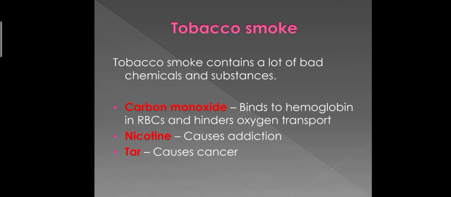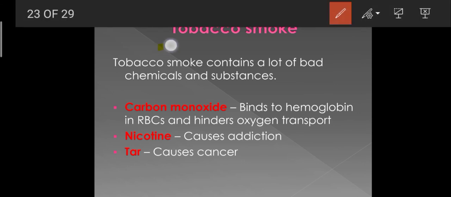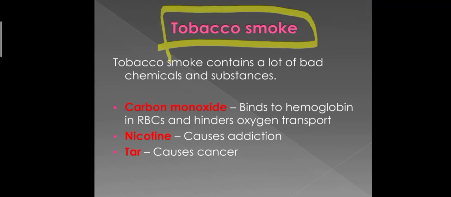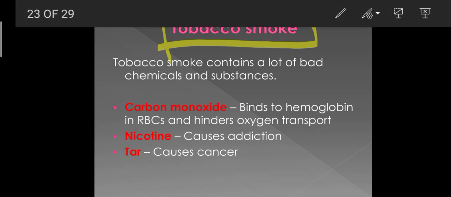Now we will discuss tobacco smoke. Tobacco smoke is also very dangerous. It can lead to harmful effects in the body because tobacco smoke contains a lot of bad chemicals and substances. So these bad chemicals and substances that are present in the tobacco smoke lead to harmful effects in the body. These chemicals or substances include carbon monoxide, nicotine and tar.